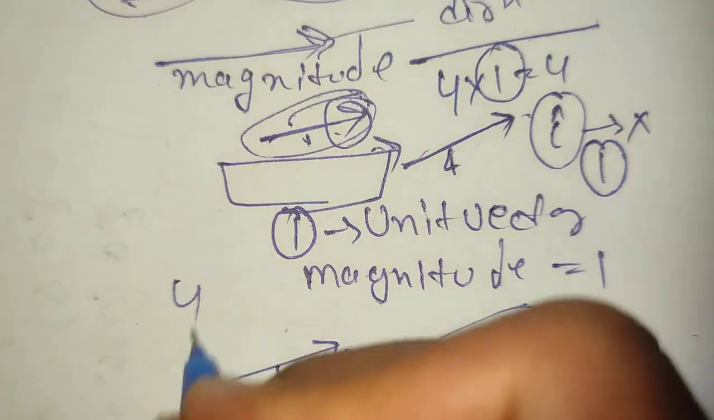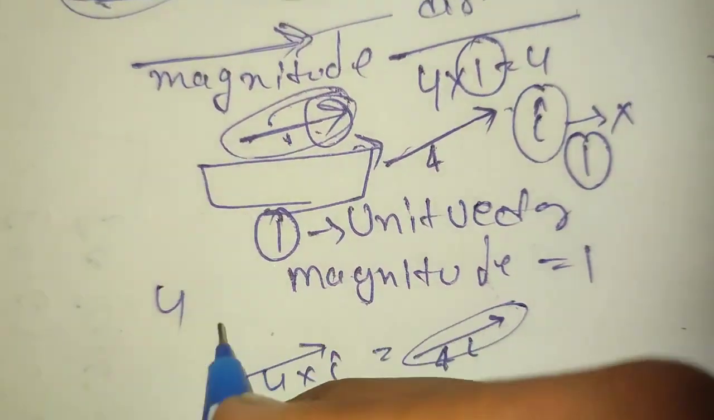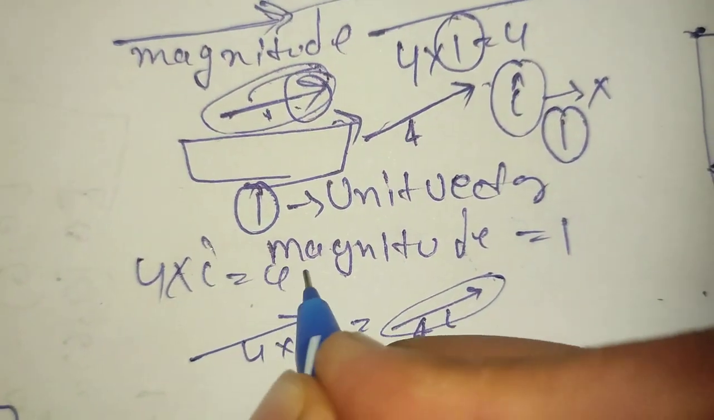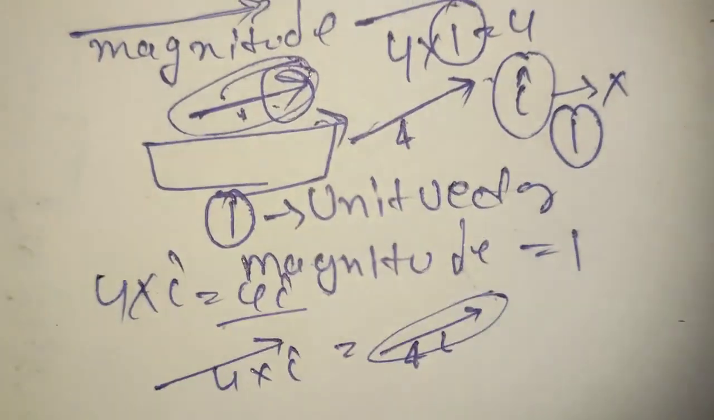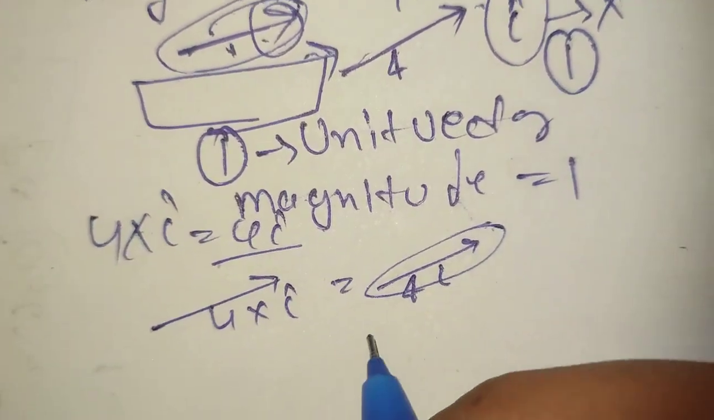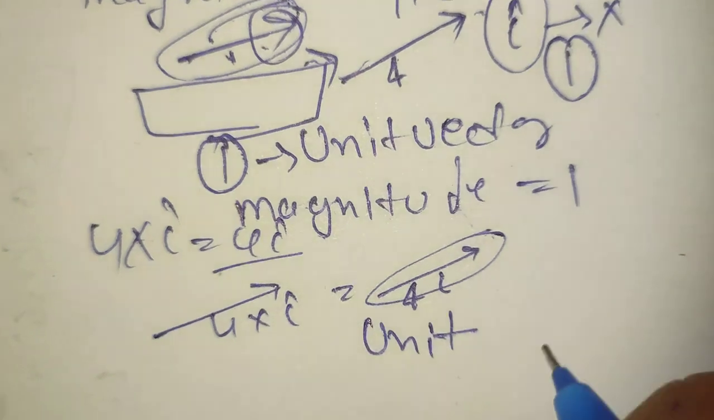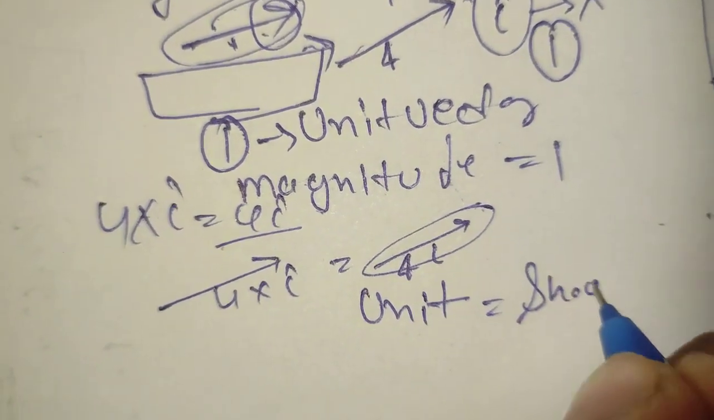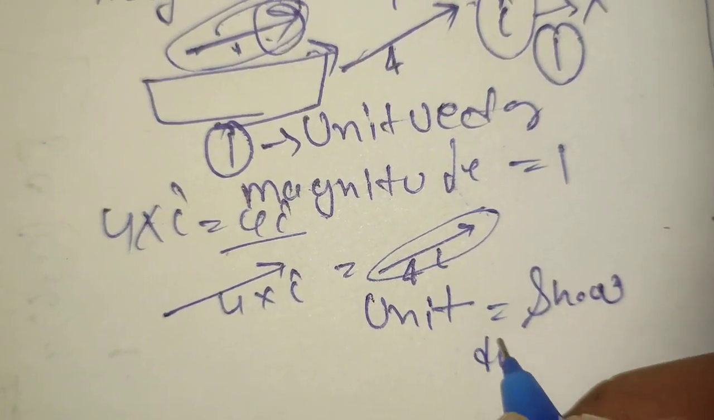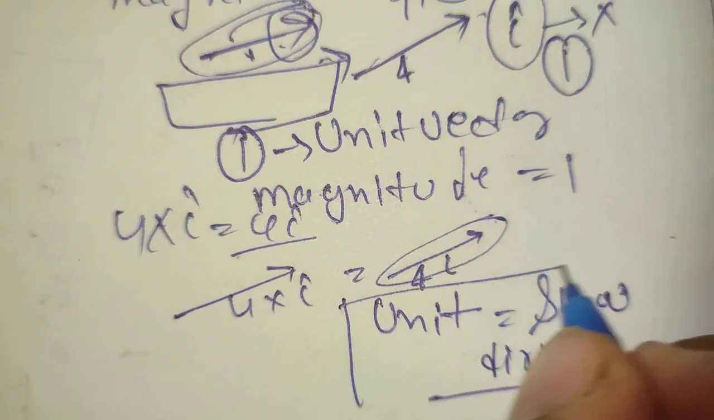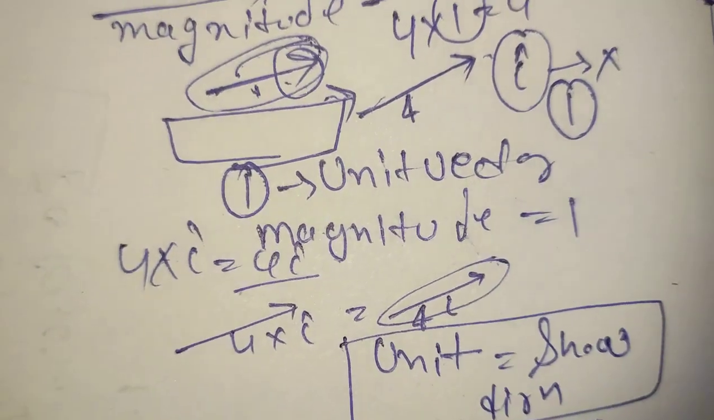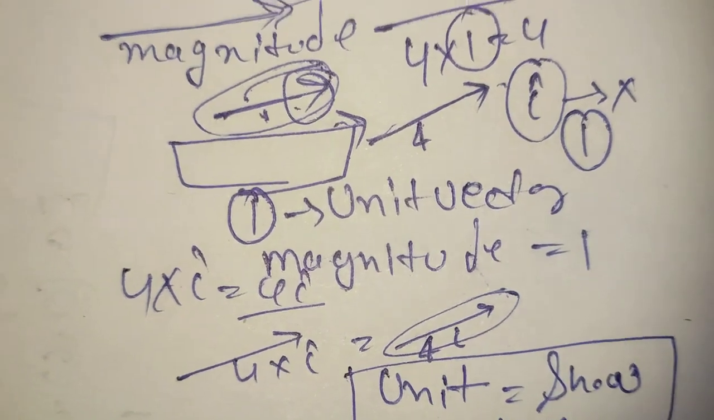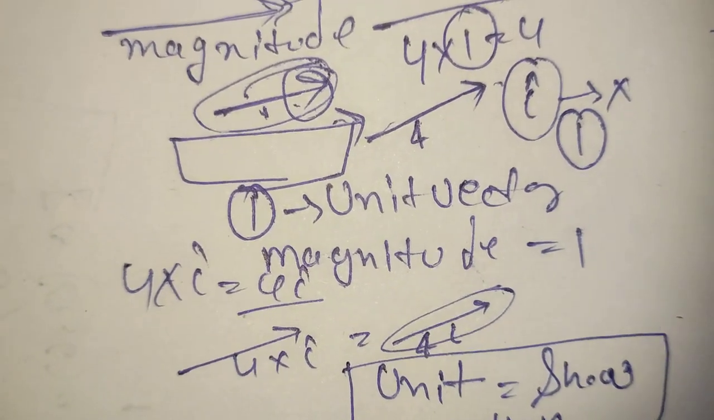So for example, 4 is a scalar, and when we multiply it by the unit vector i, it becomes 4 i cap, which means the magnitude is 4 and the direction is i cap, along the x direction. So when we talk about a unit vector, it shows the direction. Whenever anybody says unit vector, it means we are talking about the direction. I hope you understand what I am saying.